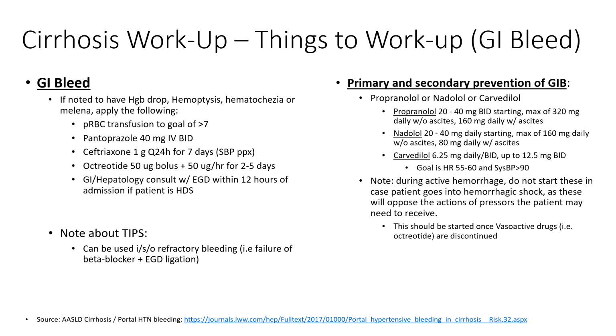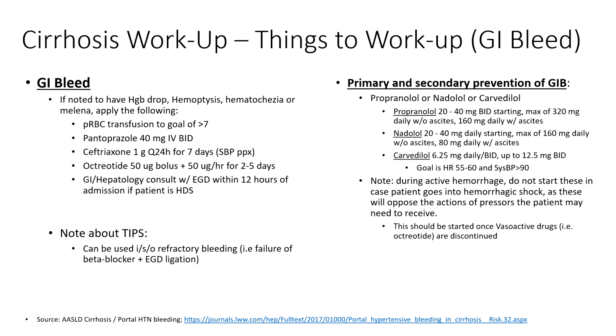The next complication to cover is GI bleeding, which is often variceal but can be any portal hypertension-related bleeding. This requires prompt identification and management, including blood transfusion to a goal hemoglobin of 7, a BID PPI for peptic ulcer prophylaxis, ceftriaxone 1 gram Q24 for SBP prophylaxis for 7 days, octreotide bolus and drip for 2 to 5 days, and a GI or hepatology consult for EGD and variceal banding/ablation if the patient is hemodynamically stable.